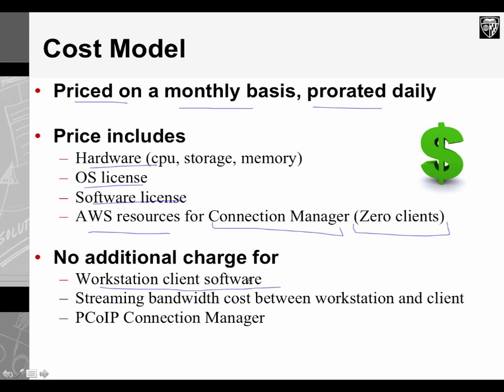In other words, you can install the client in your Android device, in your iPad device, in your 2 laptops and 1 desktop. No charge for that. Streaming bandwidth cost is also taken care of. Remember, the desktop images are being streamed to the client. That is taken care of as part of the license. There will be no additional charge for the PCoIP Connection Manager software also. So the only charge is for the EC2 instance for the Connection Manager.